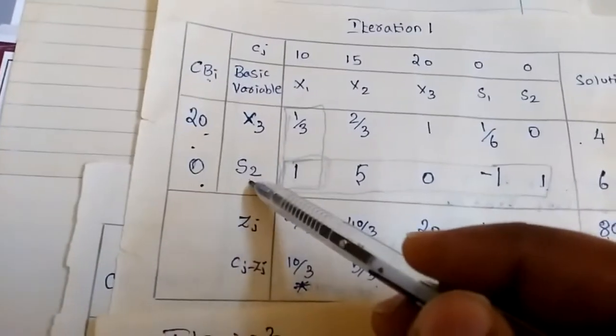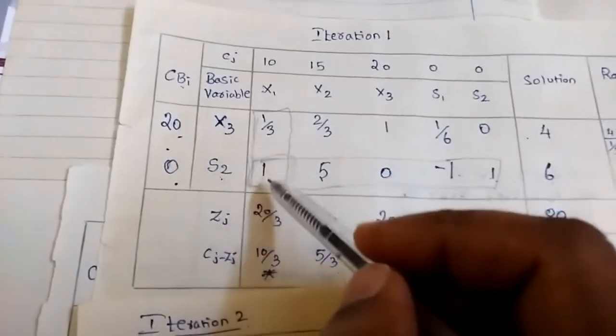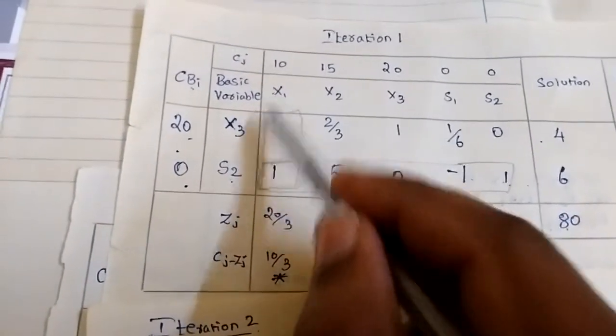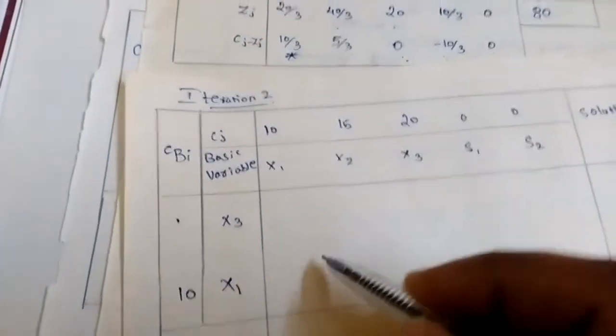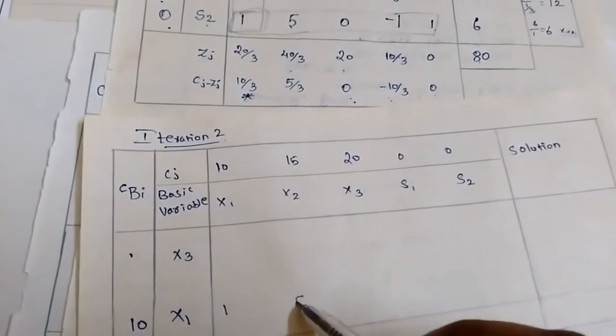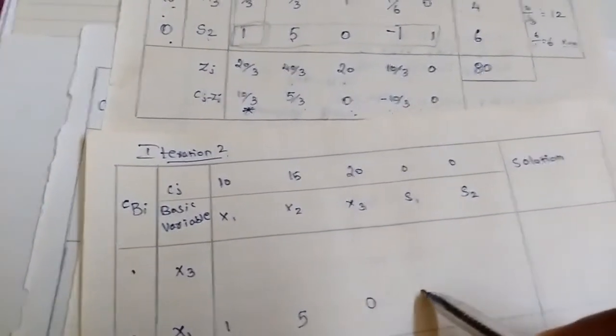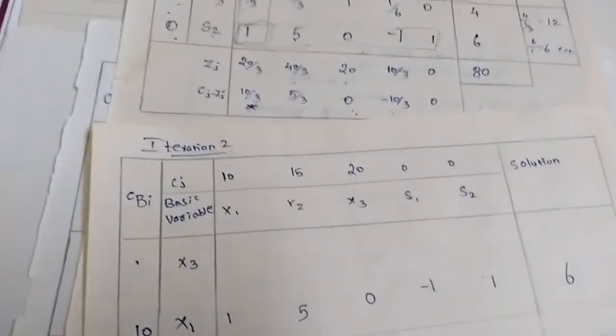Which is the entering variable from this table? x1. x1 is shifted to this key row place. If the key row is here, we just shift this as the entering variable, x1. The coefficient of x1 is 10. Now what are we going to do for the new values in case of key row? Divide each and every element by the key element. 1 by 1, 1, 5 by 1, 5, 0 by 1, 0, minus 1 by 1, minus 1, 1 by 1, 1. The solution 6 by 1, 6.